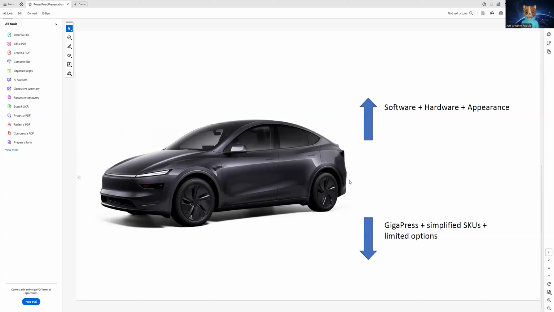They have built the Giga Press. So basically, instead of having different frame parts being bolted together or welded together, they have the Giga Press. So basically, in one shot, you make the frame by pressing the metals together. And also inside, all the parts that Tesla is using are simplified SKUs.